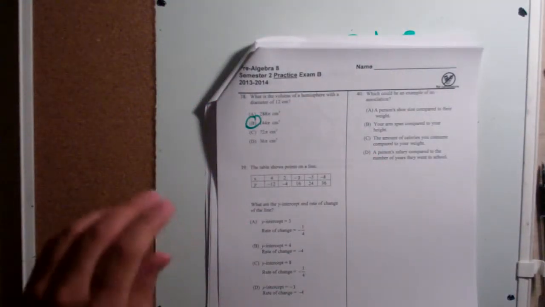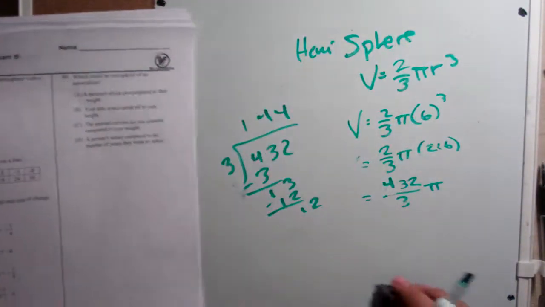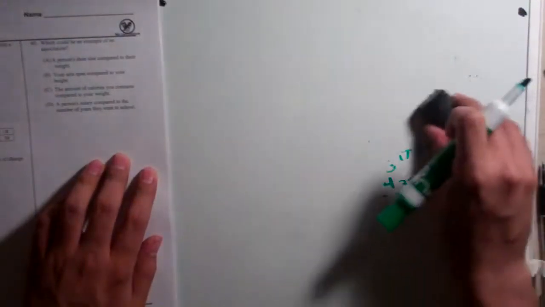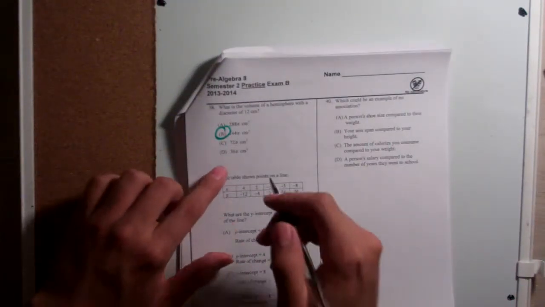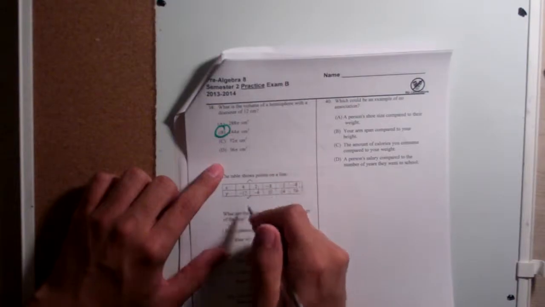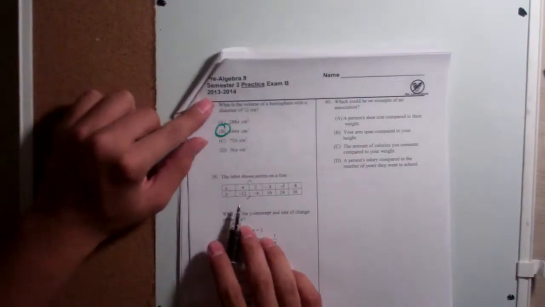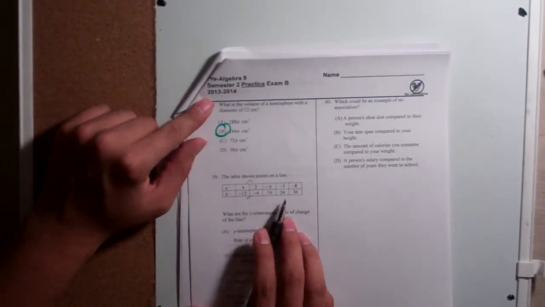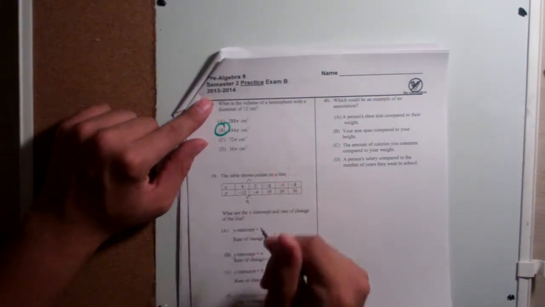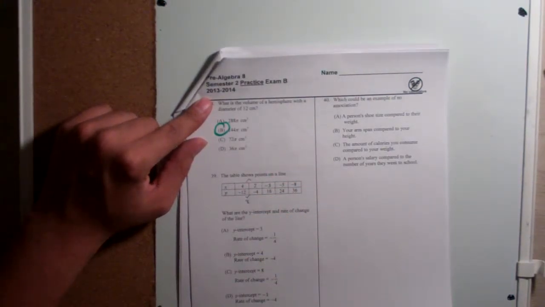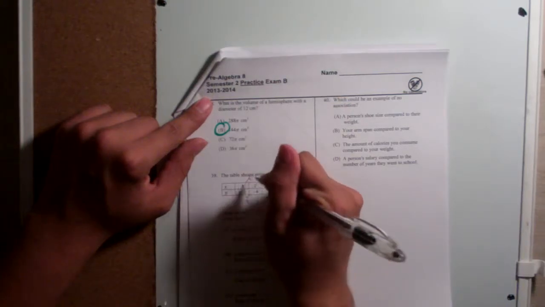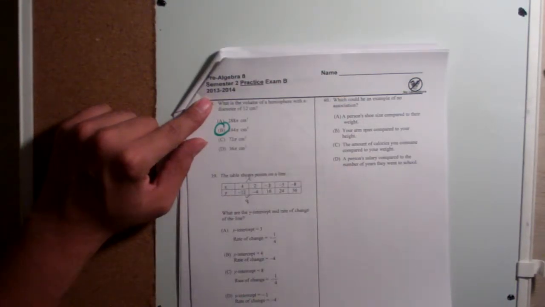Alright, for number 39. Number 39 requires some analysis on the rate of change and the y-intercepts. We can't really find the y-intercept right now, but we can definitely find the rate of change. The rate of change is how much we're increasing or decreasing. Let's look at our y's. Our y's are getting bigger by 8 units. For our x's, we're getting smaller by 2 units. So that's a -2.